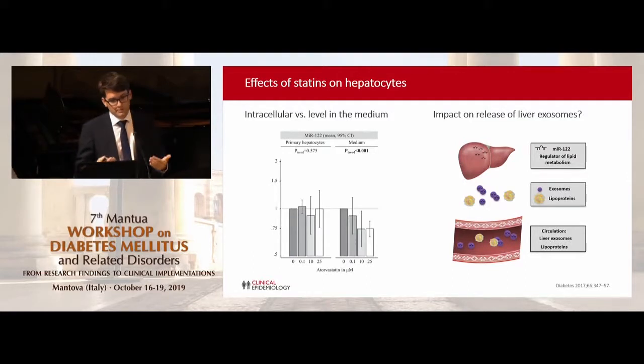When we then went into cell cultures to study this further and did a similar intervention with atorvastatin, in a dose-escalating exercise, we saw that there were no changes at the cellular level in the primary hepatocytes, but when we looked at the medium, we saw that with greater concentration of atorvastatin, the release of microRNA 122 into circulation is reduced.